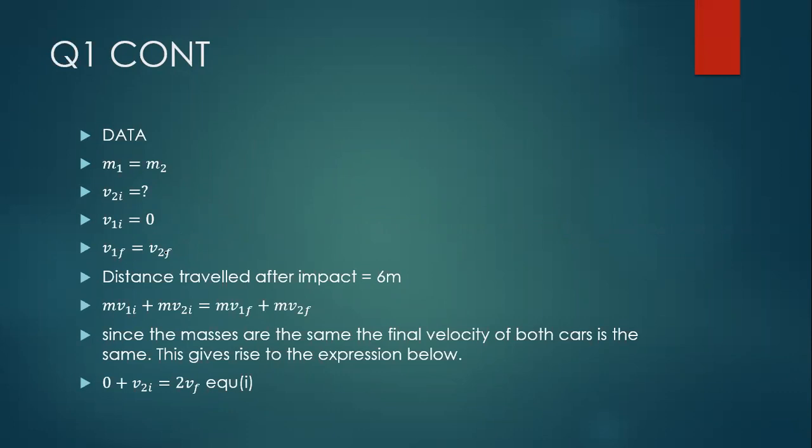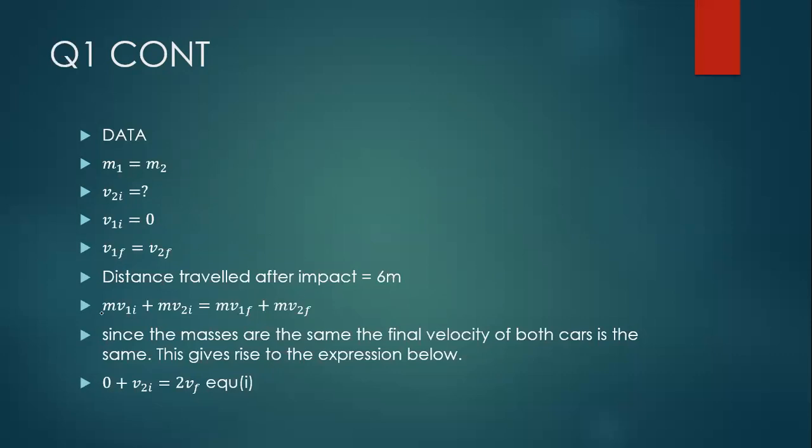Eunice, could you help us? What type of collision is that if velocity 1 and velocity 2 in the final stage become equal? Perfectly inelastic. Good. Excellent. So this is perfectly inelastic. The distance traveled after impact is 6 meters.